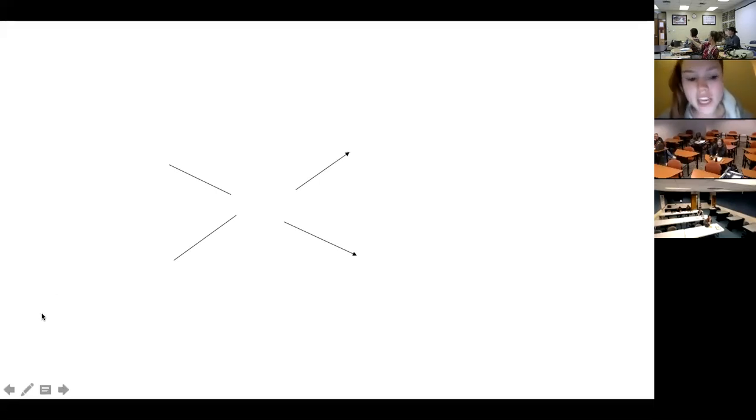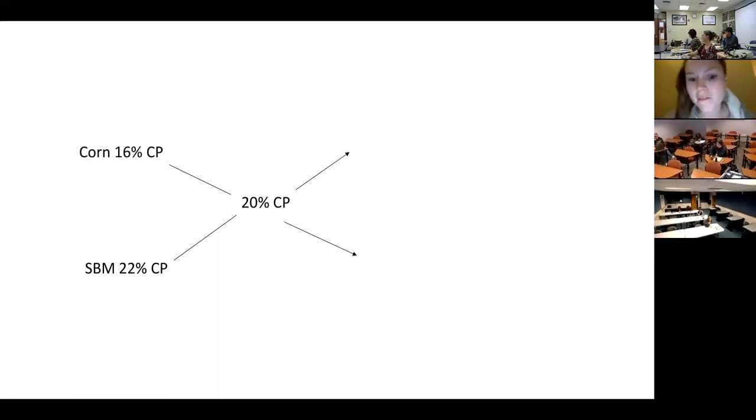So the numbers that go on the left are, of course, your ingredients that you're going to be using. And then which number goes in the middle? 20. Right, so what you want to achieve. So how do you use the square? How do you get the numbers on the right? You subtract. So you would get 2 parts corn. Is that what everybody got? Okay. And then how much soybean meal did you get?